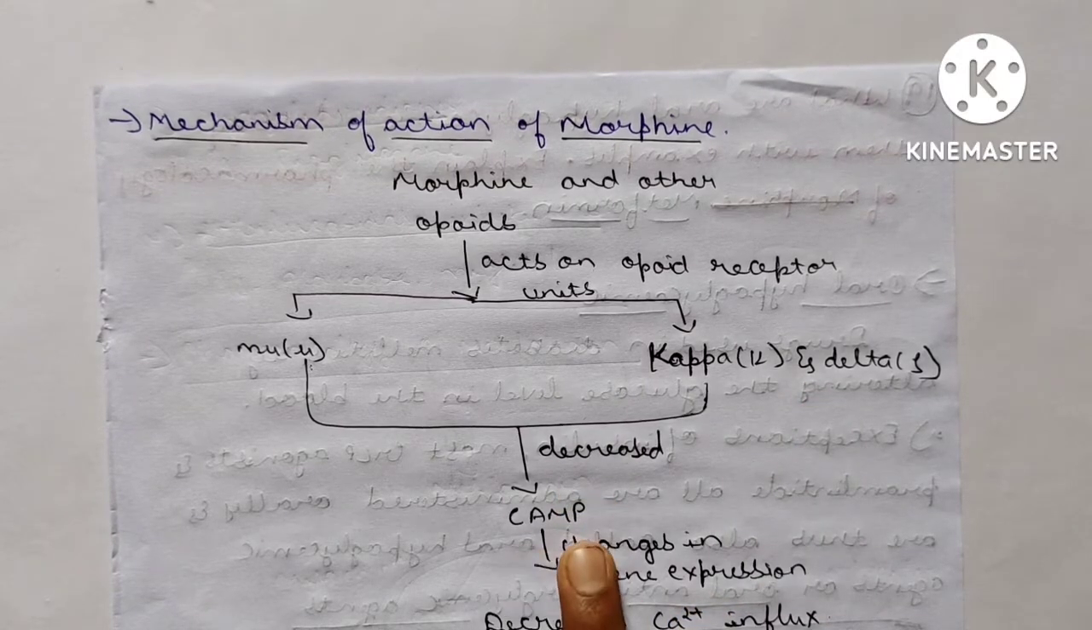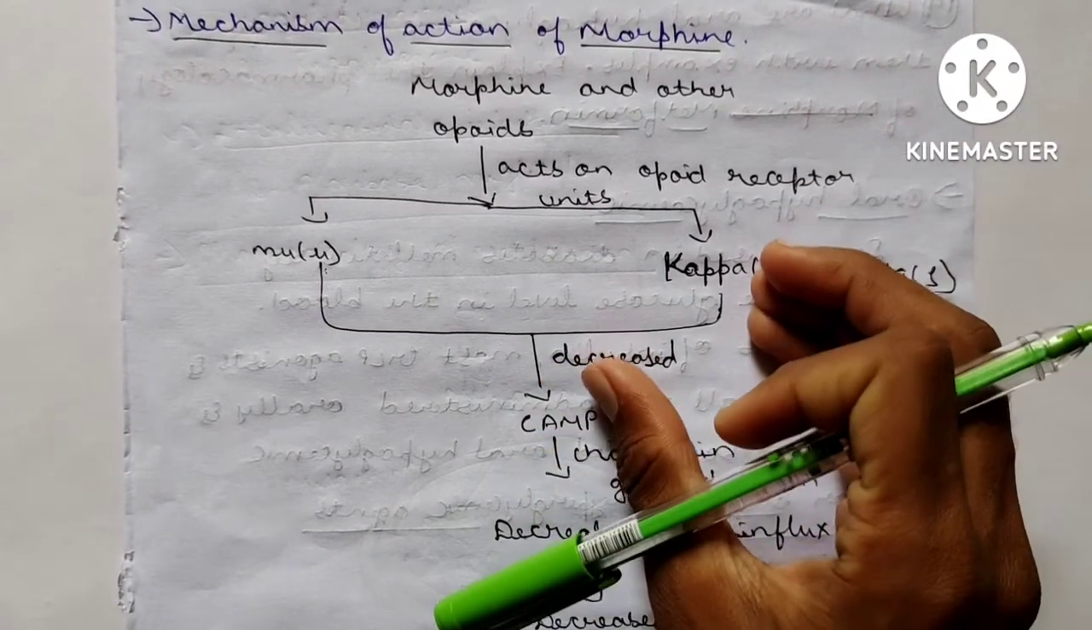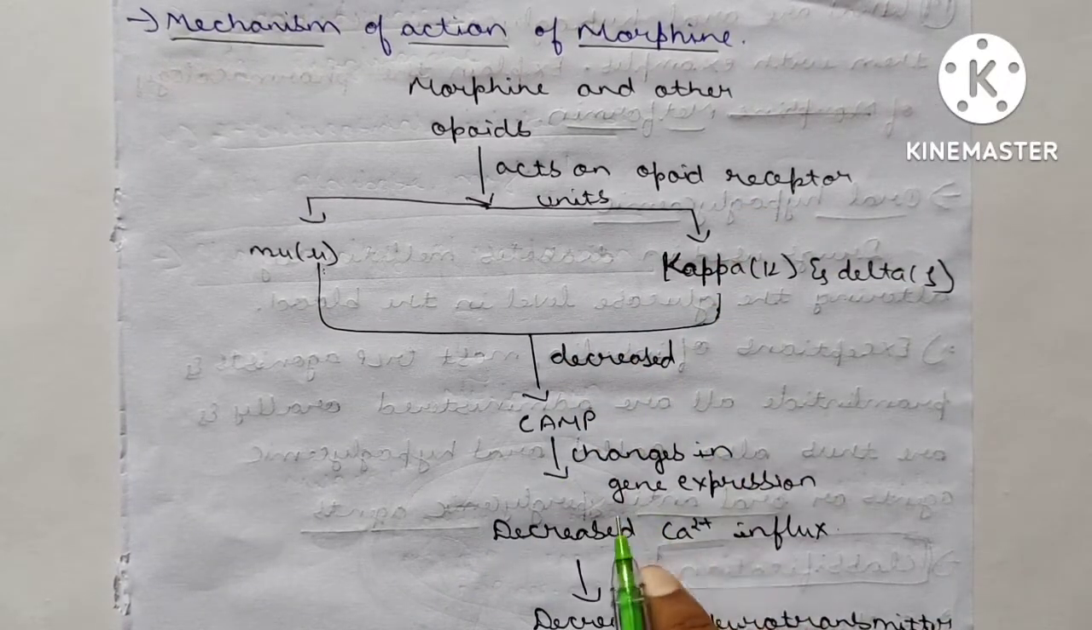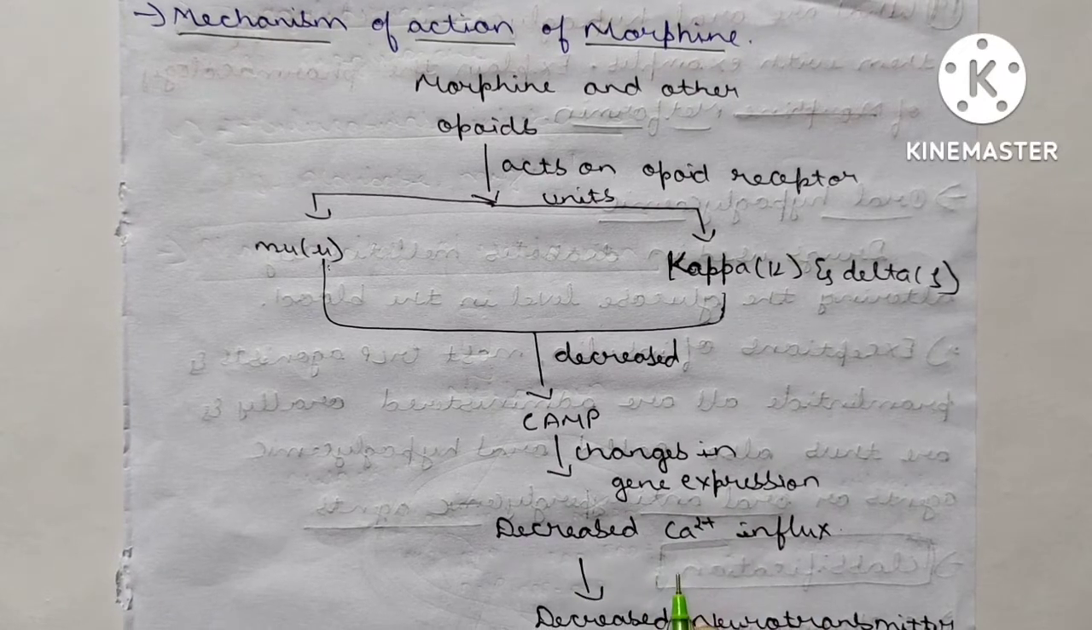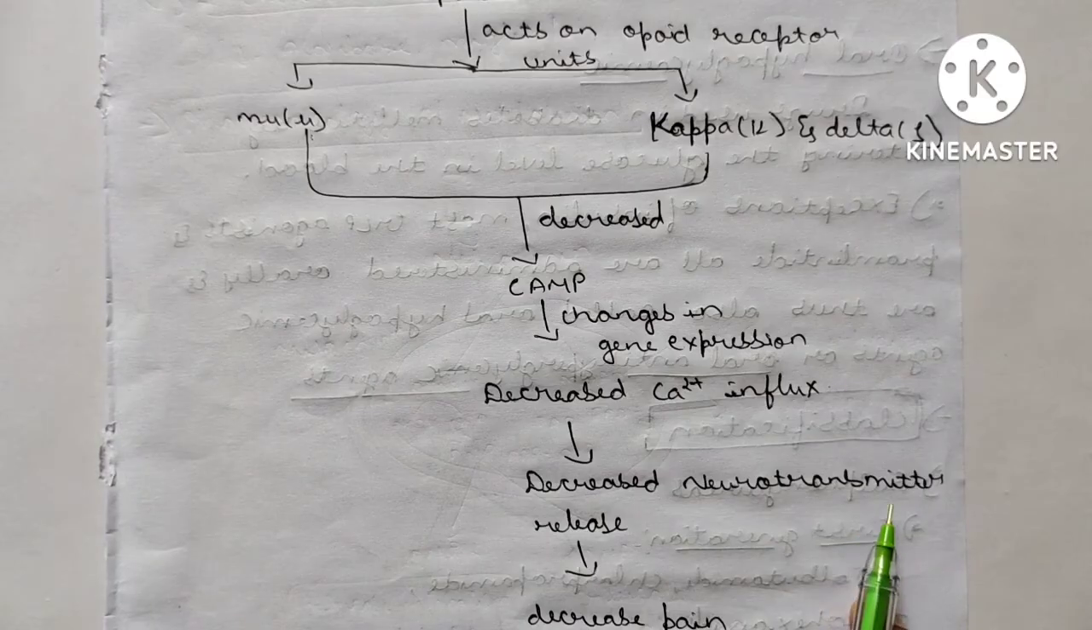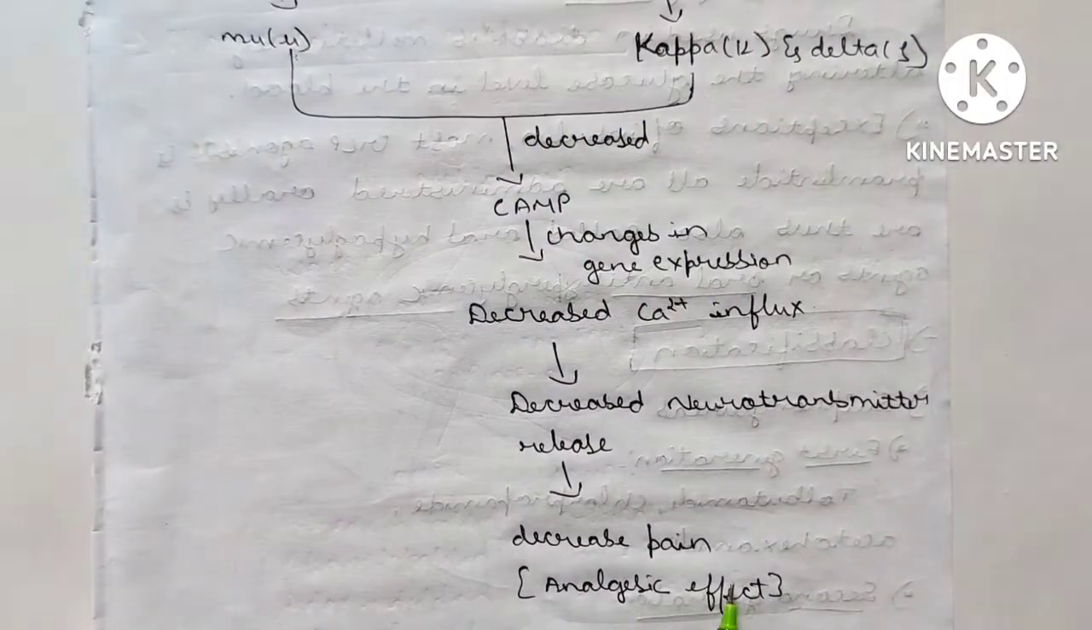They decrease the cAMP, which is present on the neurons. Decreased cAMP changes gene expression, which decreases the calcium influx, which decreases neurotransmitter release. Decreased neurotransmitter release automatically decreases pain.